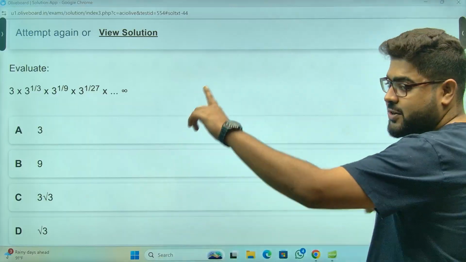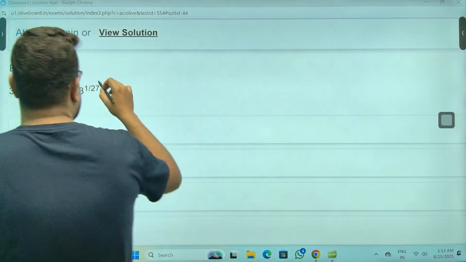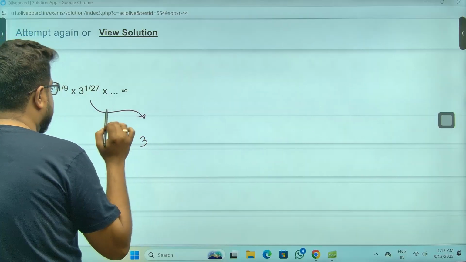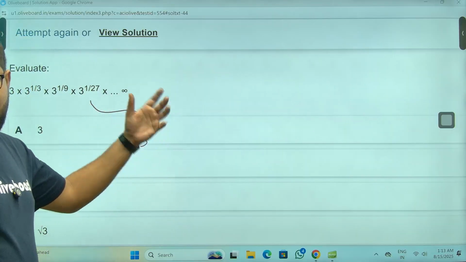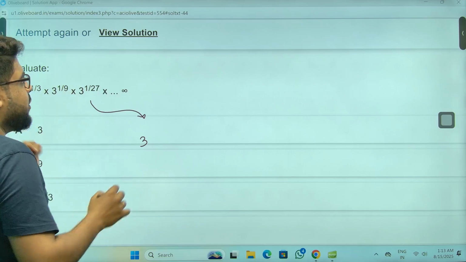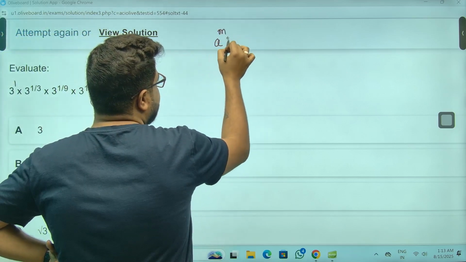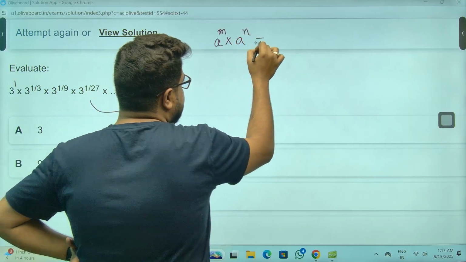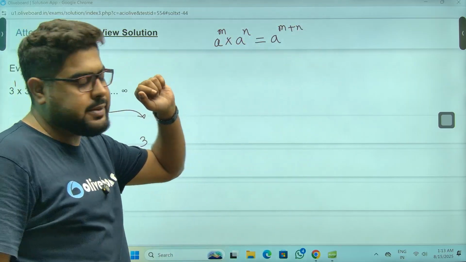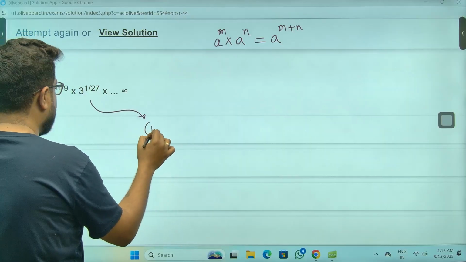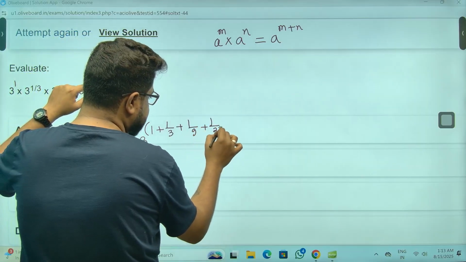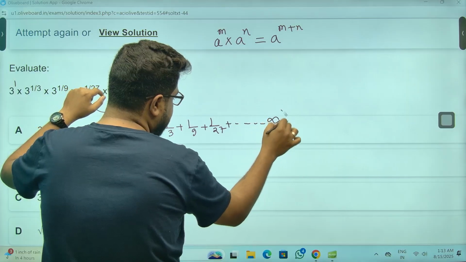It's a very good question. Infinite GP, I can see. Please understand, sir, this is an infinite GP. You can do it from this line, or the better way: this is 3 to the power 1. We all know a to the power m into a to the power n is a to the power m plus n. Powers get added. So this is 3 to the power 1 plus 1 by 3 plus 1 by 9 plus 1 by 27 plus, and this will continue till infinity.